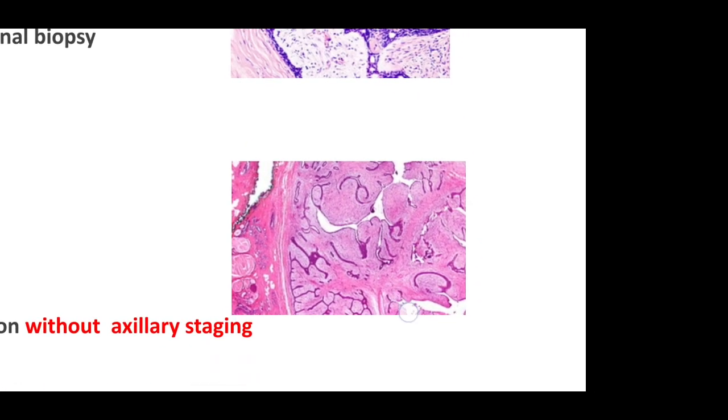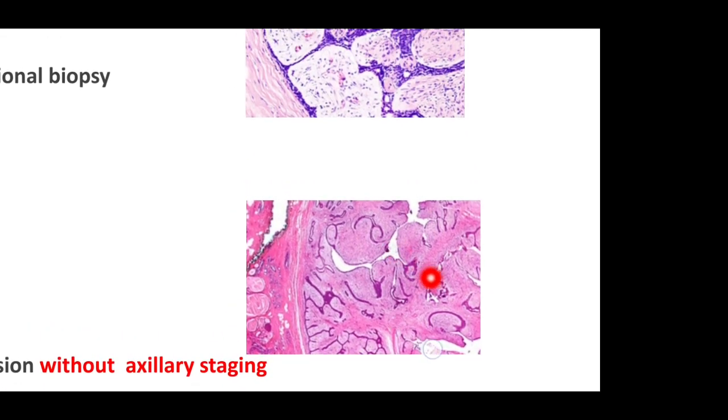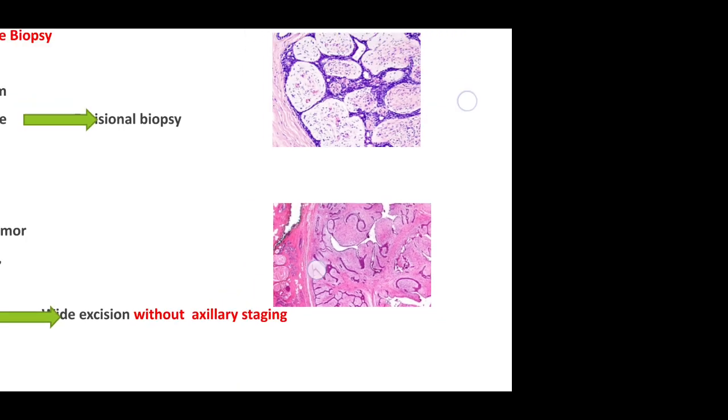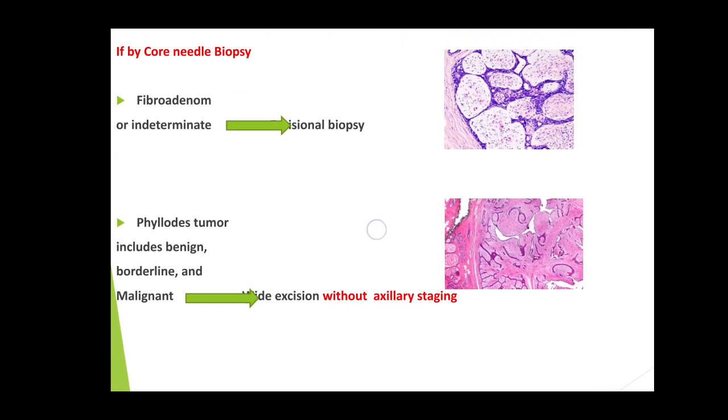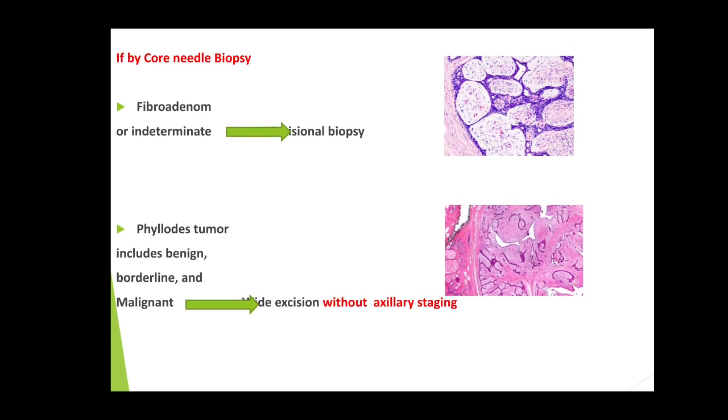While here this picture shows the clefts that are seen in the phyllodes tumor, and these are long clefts and myxoid stromal substance. This part of the tissue shows normal breast tissue. So the diagnosis of the phyllodes tumor depends on biopsy by core needle biopsy.